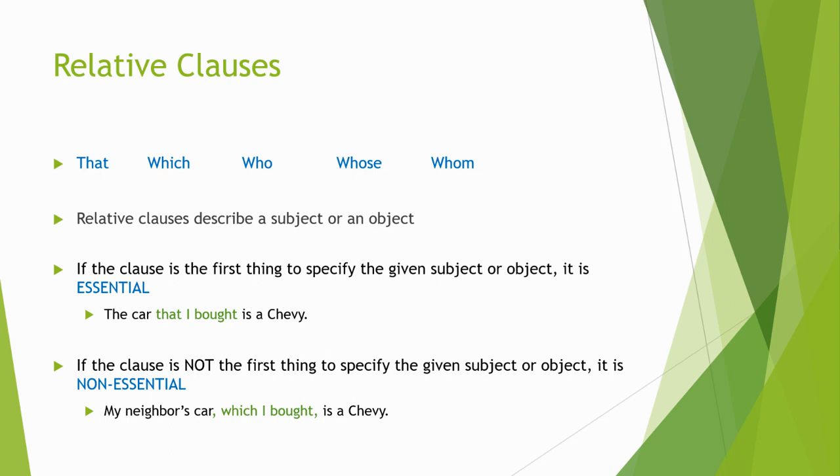If the clause is not the first thing to specify the given object or subject, it is non-essential. My neighbor's car, which I bought, is a Chevy. Again, the clause is describing car, but it's not the first thing to specify or identify the car. My neighbor's specifies the car first. Of all the cars in all the world, when I say my neighbor's, that's telling me which car we're talking about, and it tells me that before we get to the clause. So this is now extra information. It's non-essential, and I put commas around it.